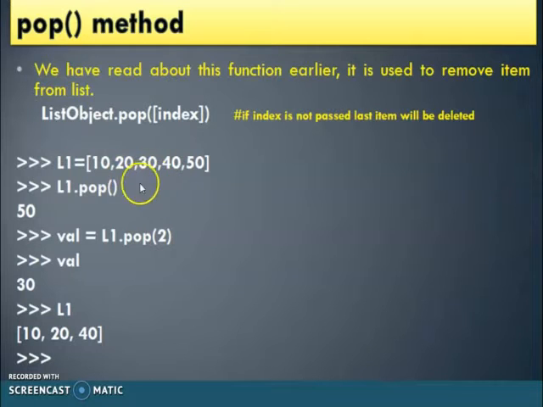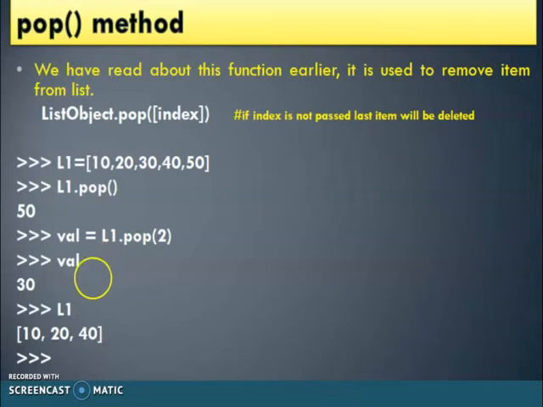So here this is our list. L1 dot pop means it will return the last element. See, nothing is specified in the brackets, that's why it will return the last element. When you specify the number, then that position's element will be returned. That will be removed and returned.